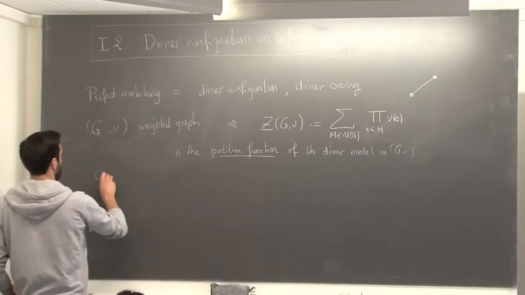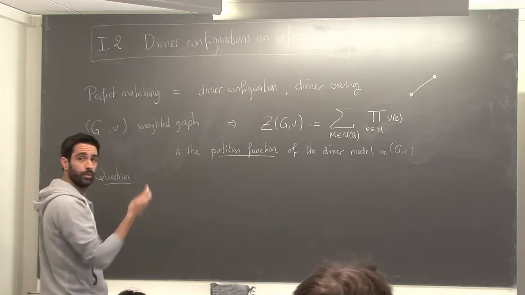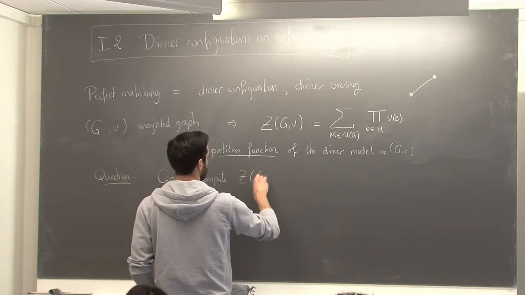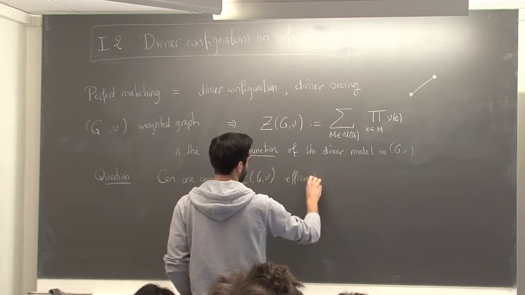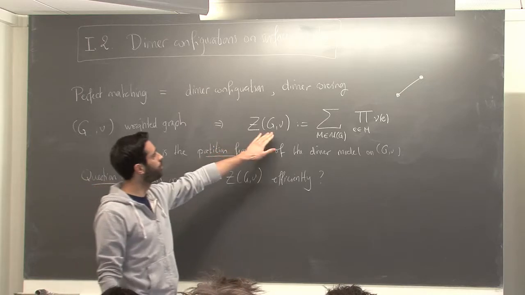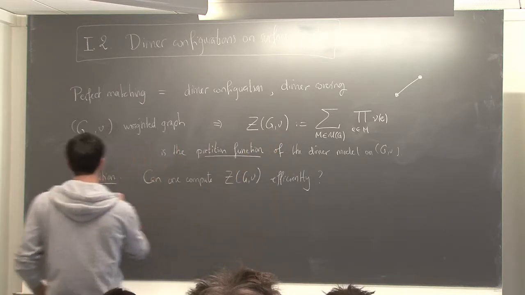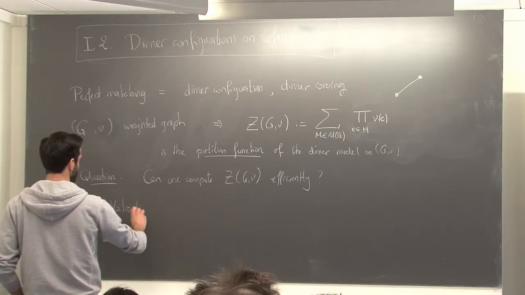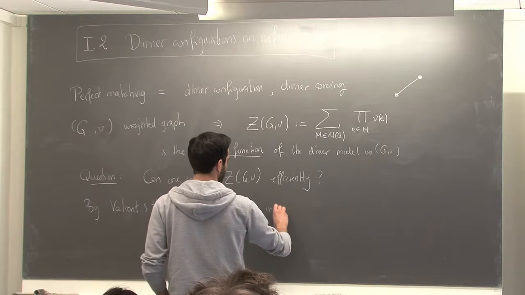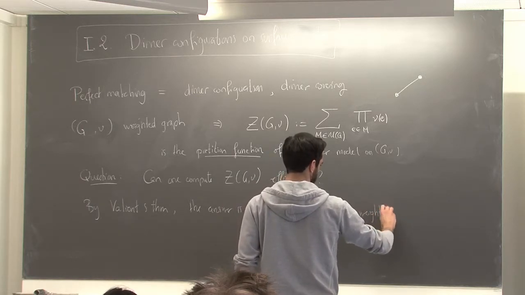And the question I had asked already 2 weeks ago in the introduction was, can you compute this efficiently? And of course, we already know that the answer is no in general, because even if you look at bipartite graphs and even if you put all the weights equal to 1, you're already not able to compute this, because this is the number of perfect matchings. So by Valiant's theorem, which we saw last time, the answer is no in general, even for unweighted bipartite graphs.